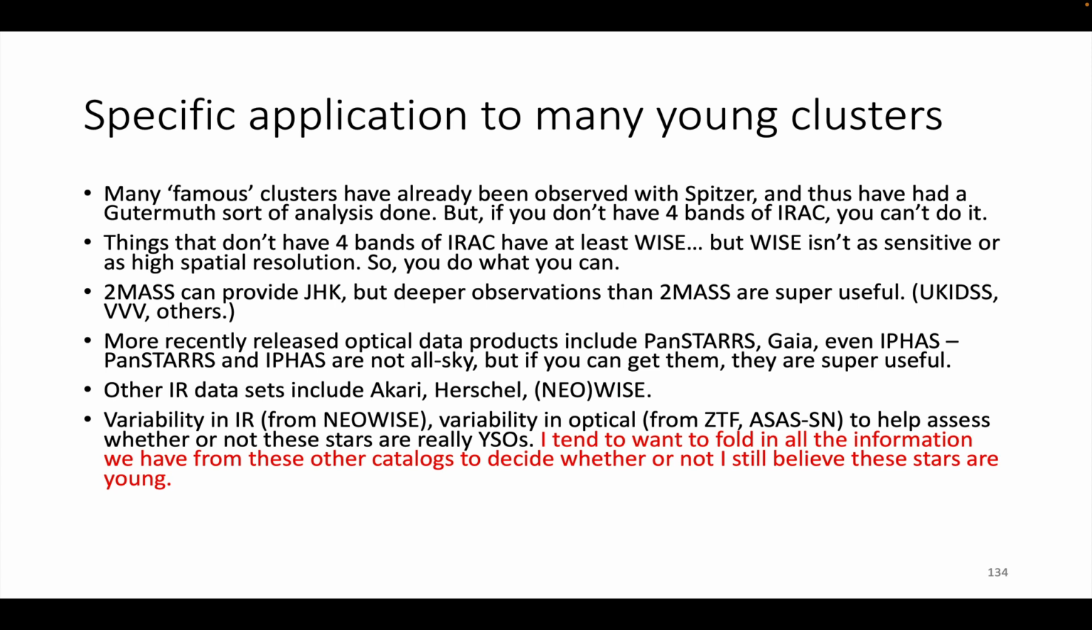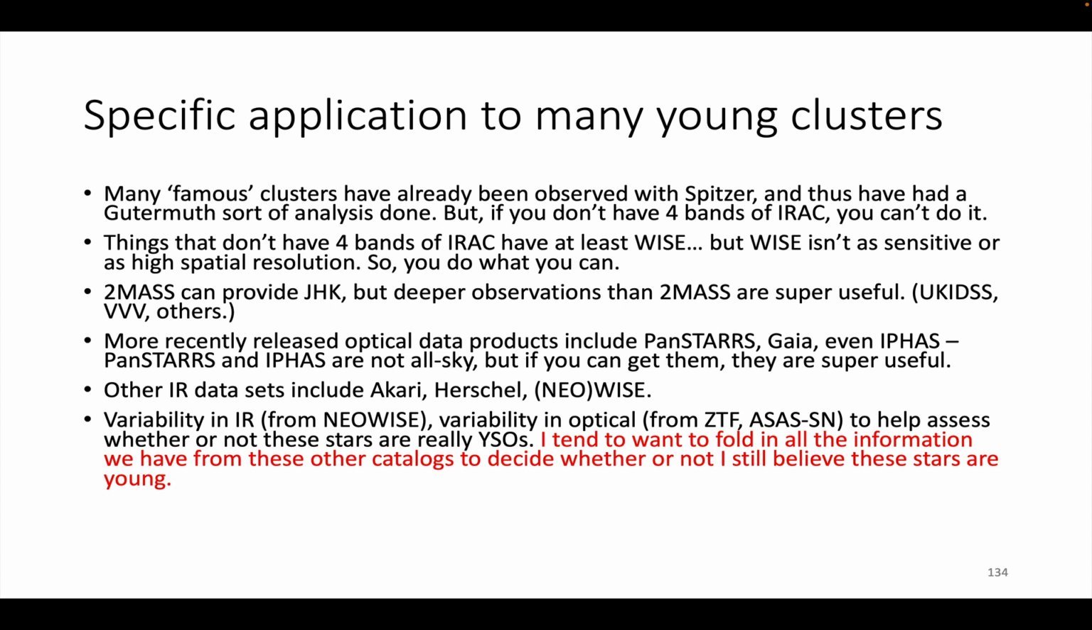But WISE isn't as sensitive as Spitzer, and it doesn't have as high spatial resolution. So, you do what you can with what you got. 2MASS can provide JHK over the whole sky, but deeper observations in 2MASS are super helpful. And UKIDSS and VVV both provide that kind of data, but only in certain regions. There are lots of relatively recently released optical data, including Pan-STARRS, Gaia, and IPHAS.